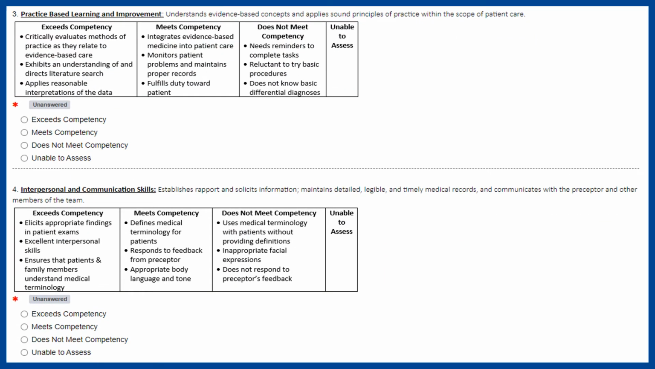The third category is practice-based learning and improvement. Does the student doctor understand evidence-based concepts, and do they apply sound principles of practice within the scope of patient care? The fourth is interpersonal and communication skills. Was the student doctor able to establish rapport and solicit information? Could they maintain detailed, legible, and timely medical records and communicate with the preceptor and other members of the team?